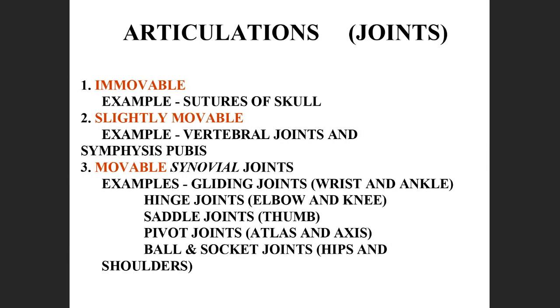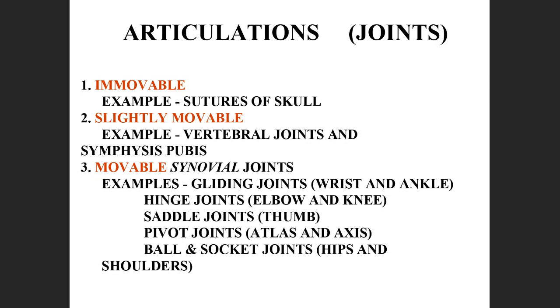Pivot joints are joints that actually spin around each other, and a good example of those would be the first two vertebrae. The first vertebra is your atlas, and Atlas was a Greek hero that actually held up the earth, and so your atlas is your first vertebra. It's holding up your skull, which is your world.